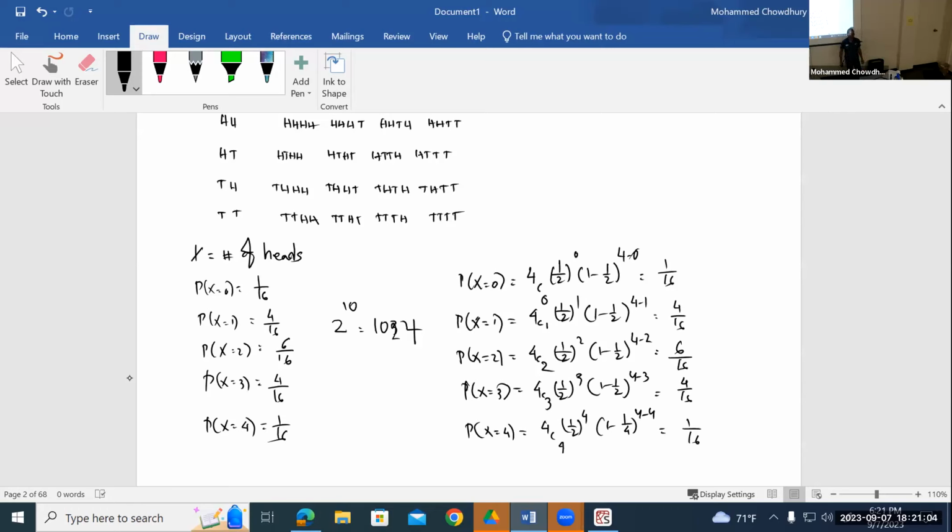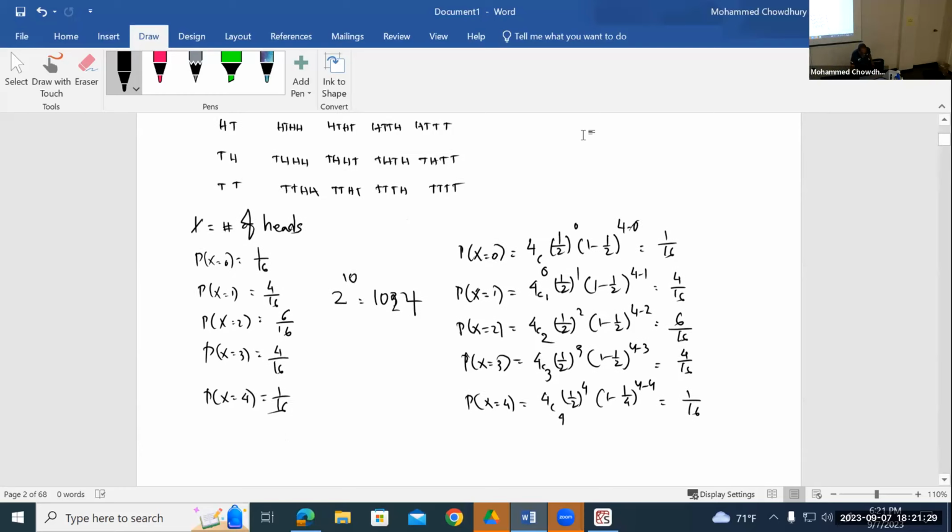Understand? So by the method of induction, I can take the decision. See, I constructed a sample space. I computed the probability on the left side by looking at the sample space. Here I computed everything by using the formula. Understand? So now we have a formula.